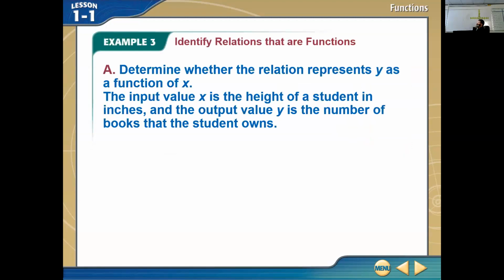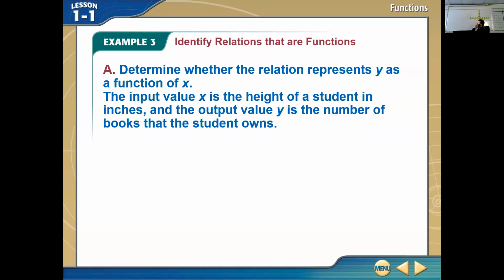So identify relations that are functions. This is probably the hardest way to look at it. One of the easiest ways to look at it is a graph, because we can draw our vertical lines pretty quick, pretty easily. Using a mapping or a table, we're given the x values. Here we've got to kind of infer.